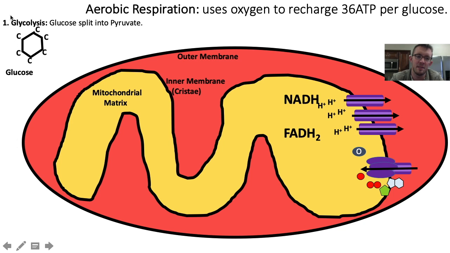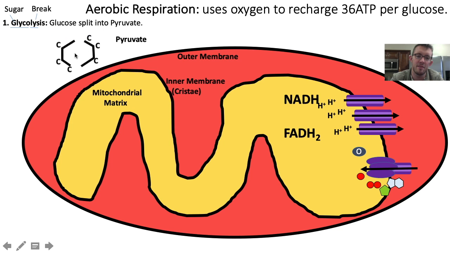The first step is called glycolysis, which literally means the breaking of this sugar molecule. In glycolysis, the glucose molecule is just split in half into two separate pyruvate molecules. It was a 6-carbon sugar, now it's two separate 3-carbon molecules.